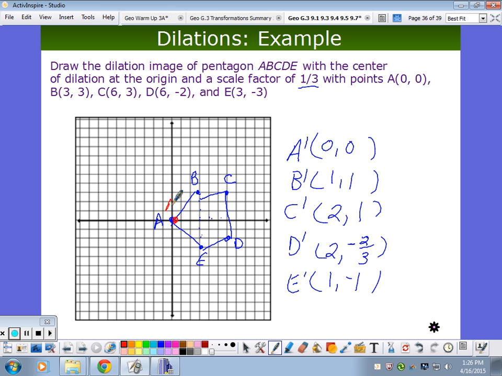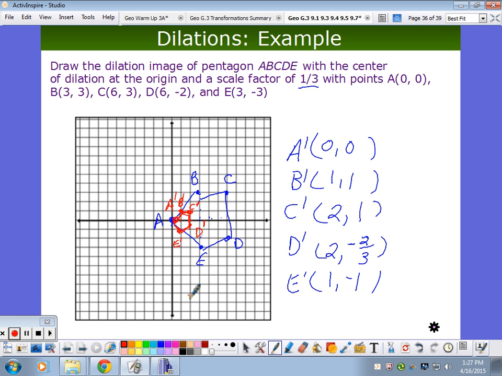So here is A prime. It's the same as A. 1, 1, 1, 1, 2, 1. Prime. It's so tiny. 1, 2. For -2/3, I'm just going to do my best. It's around here. We'll estimate where that is. And then 1, -1. If you did the points right, it should be a nice similar figure to it. It's 1/3 size. No?